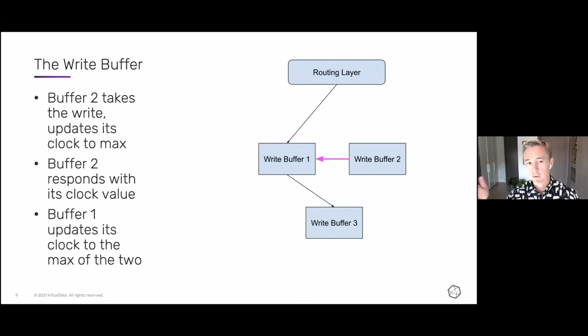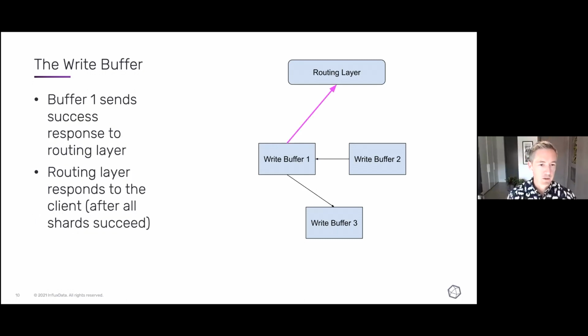So next we'll say that WriteBuffer 2 receives it and it responds back to WriteBuffer 1 that it has it. And in that response, it says what its clock value is. It also updates its own internal logical clock to the max of its clock or the clock value that it just received from WriteBuffer 1. So WriteBuffer 1, upon receiving that response from WriteBuffer 2, updates its clock value to the max of either what it had before or what it saw from WriteBuffer 2. So basically what we're doing is we're advancing the clock values of the WriteBuffer servers as they replicate to each other.